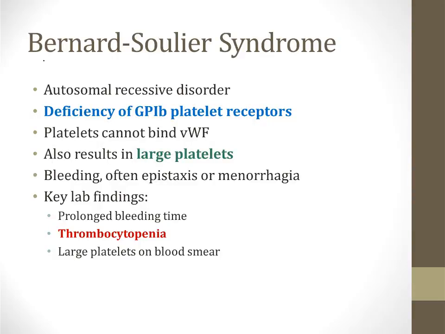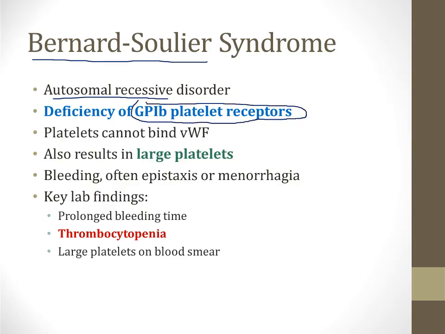The second disorder is called Bernard-Soulier syndrome. This is also an autosomal recessive disorder, and in this disorder, children have a deficiency of the glycoprotein 1b platelet receptor. And once again, the reason this rare disorder can come up on the USMLE Step 1 exam is to test whether you understand what the glycoprotein 1b receptor normally does. And recall that that is the receptor on platelets that's important for binding to von Willebrand factor so that the platelet can adhere to damaged endothelium.